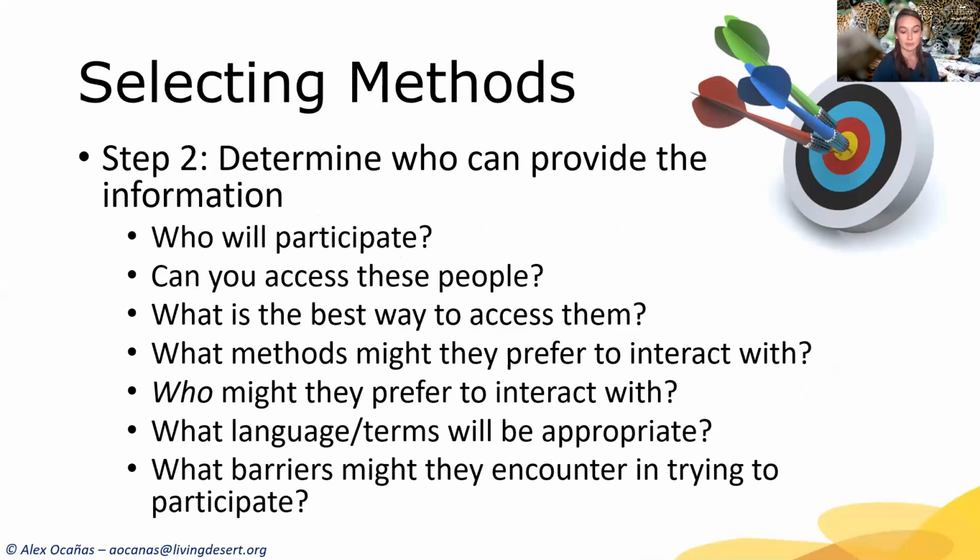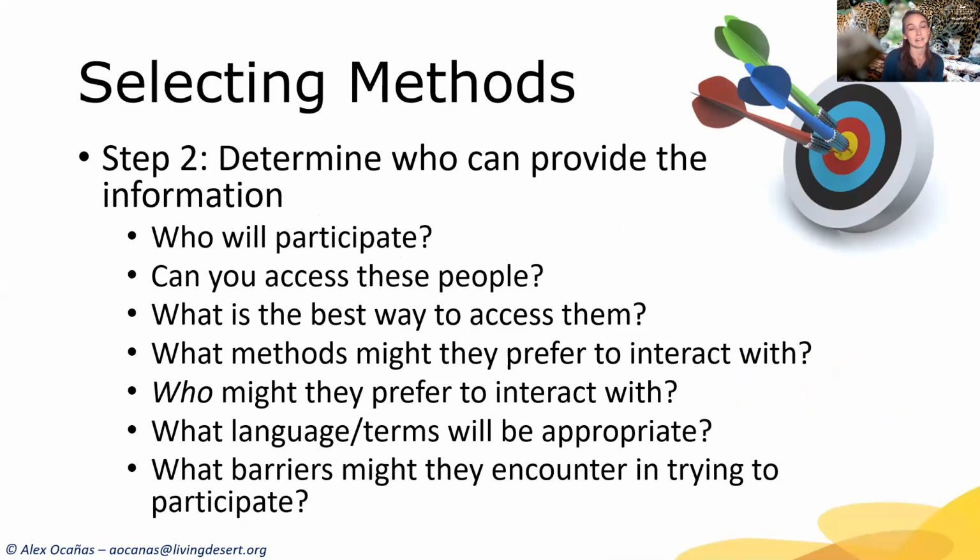Secondly, we want to determine who can provide the information. And this can really determine which methods are going to be best. So who's going to participate? How can you access these people? Or in other words, what's the best way to access them? And then what methods might they prefer to interact with?